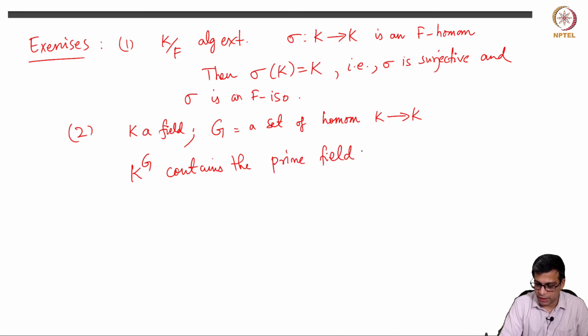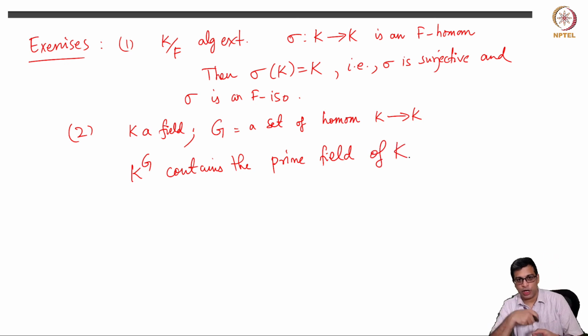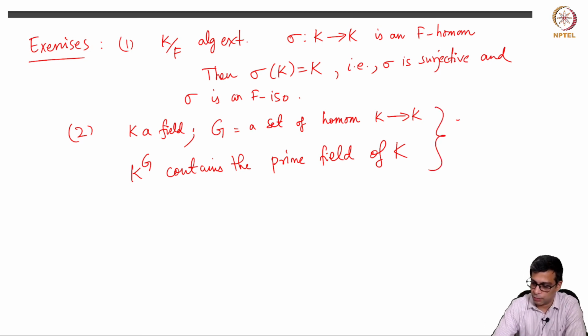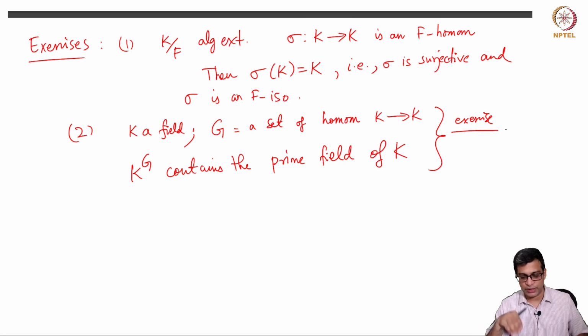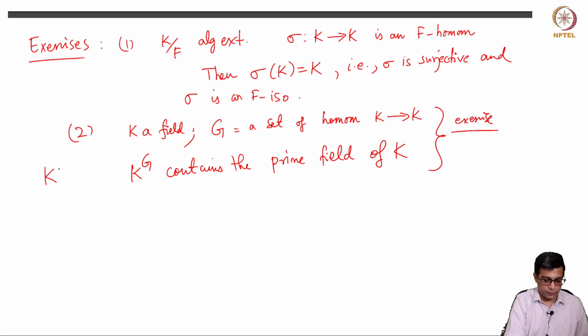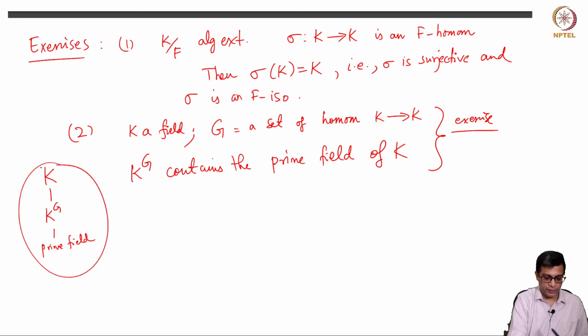Remember, the prime field is the smallest field that K contains. It is either Q in characteristic 0 or F_p in characteristic p. So I claim that K^G contains the prime field. This is fairly easy to check, and this is a good exercise, so I won't say anything more. So the prime field is always contained in the fixed field. So you have K, K^G, and whatever its prime field is. So K^G is always in between the prime field and K.